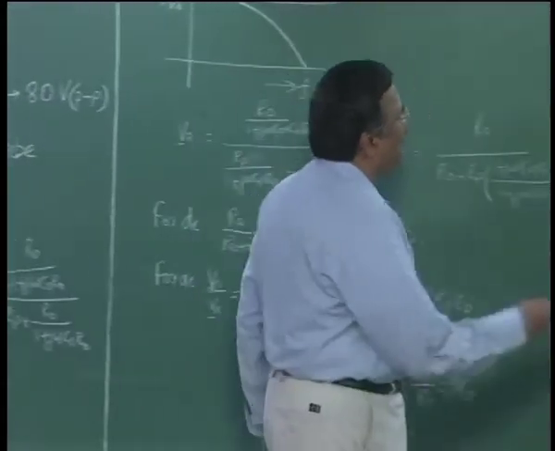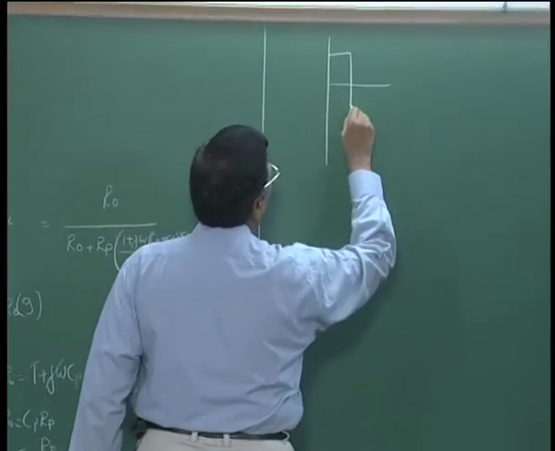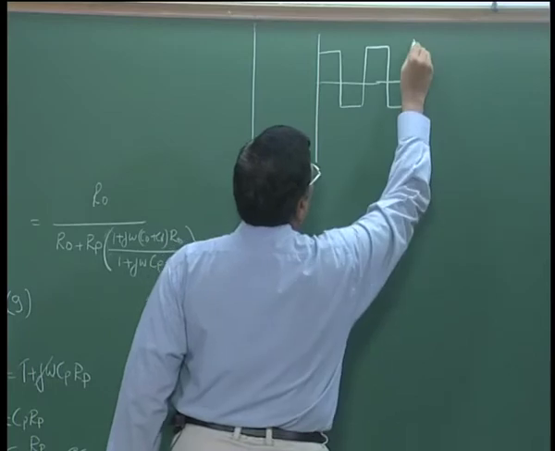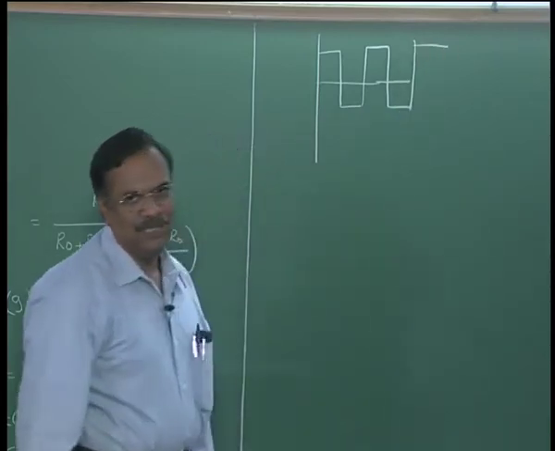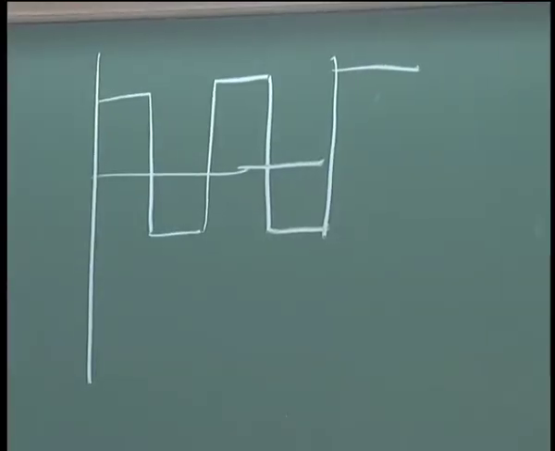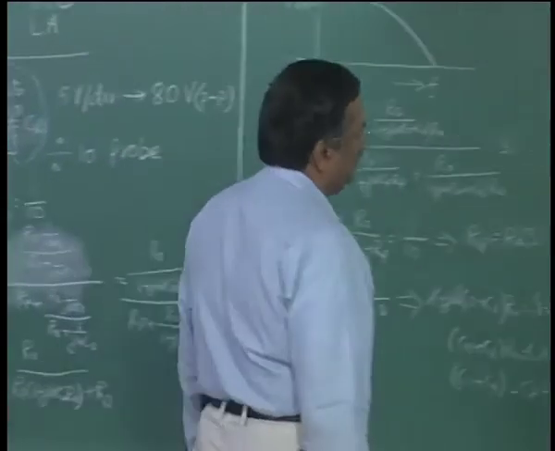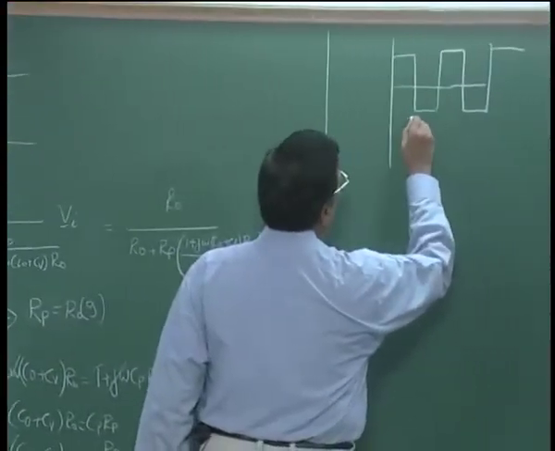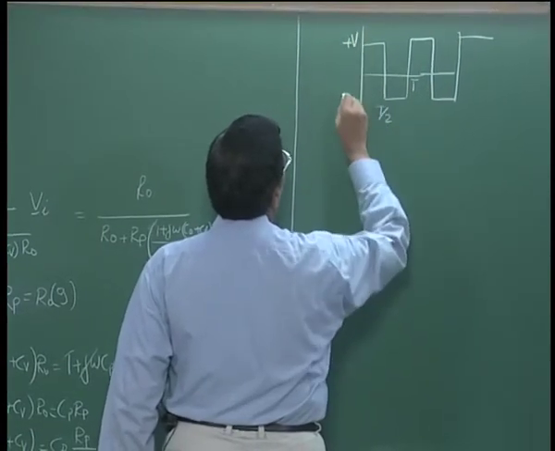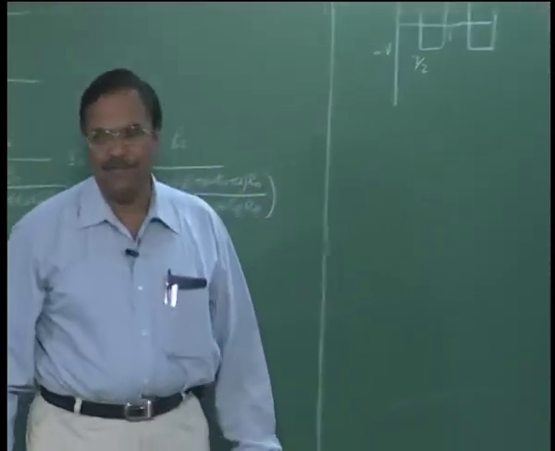If I have a square wave, I am putting a symmetrical square wave. It is easy for us to understand, it need not be symmetrical, I can even put a unipolar square wave, right. If I look at the square wave, I have T by 2, T, and I have plus V here, minus V here, right.